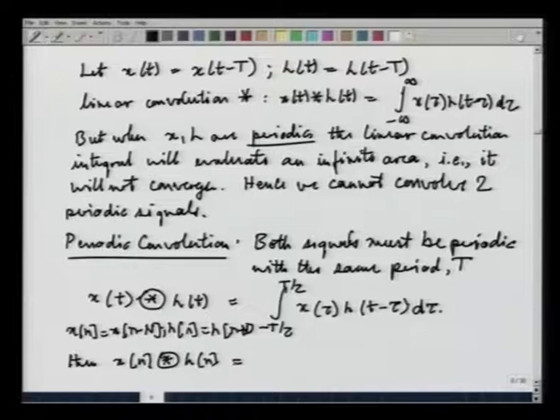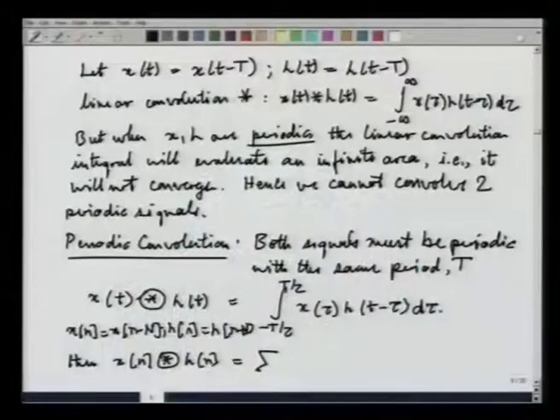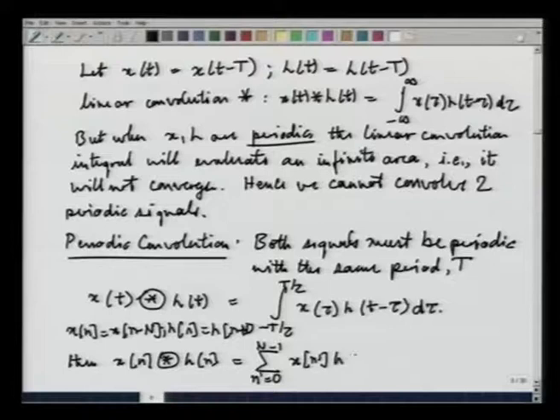is given by a similar definition. You have to sum over one interval. It does not really matter whether it is minus N by 2 to N by 2 or 0 to N minus 1 or whatever. We will do it from 0 to N minus 1. The sum over n dash equals 0 to N minus 1 of x[n dash] h[n minus n dash]. This is the circular convolution in continuous time, in discrete time.